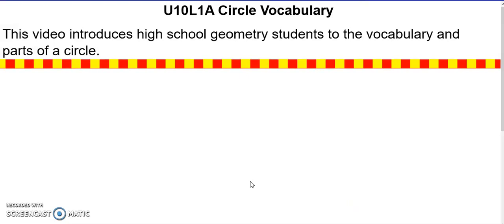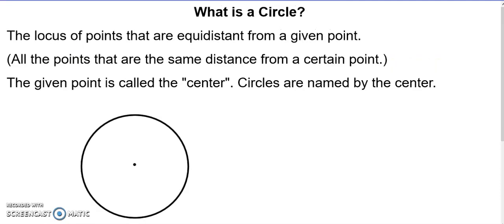Hey there, Patriots. So what we're going to talk about in this video lesson is the parts of a circle and the vocabulary for those parts and how we are going to use those parts to find properties of a circle like circumference and area and radius and diameter.